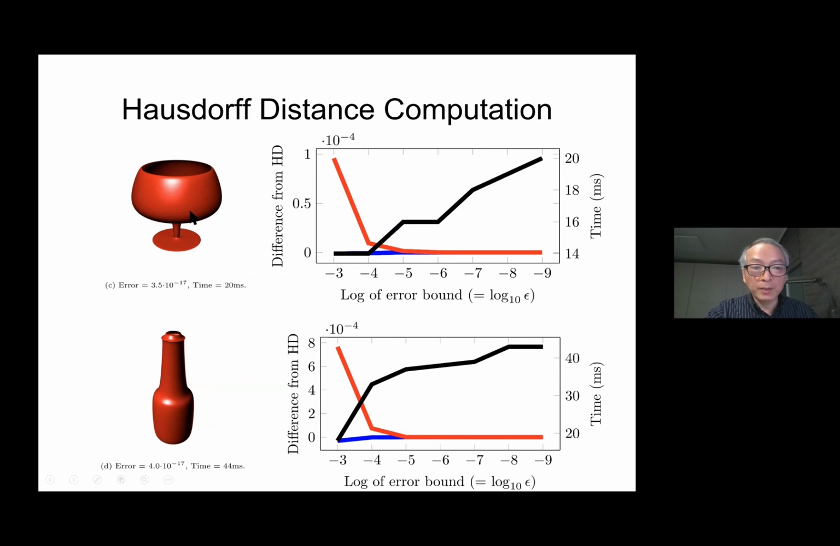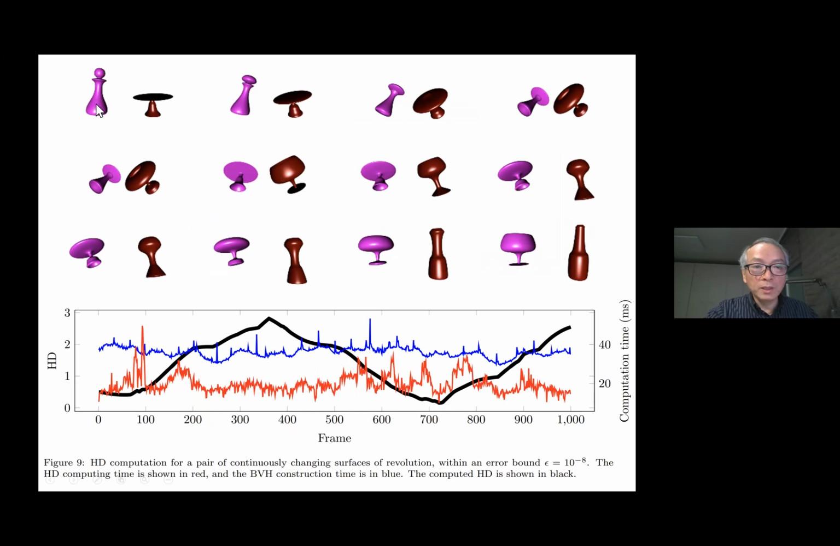In this case, we compared two almost identical models, but now we switch to quite different models. We generated a deformable model of 1,000 frames. We have a purple model deforming dynamically to something else, and a brown one deforming to something else. These two have different shapes and different positions and orientations. In these cases it's much faster to compute Hausdorff distance, but the model is changing. The blue shows the model update for the bounding volume hierarchy, the red is the computing time for Hausdorff distance, and the black shows the Hausdorff distance. Sometimes the distance is approximately 30 times larger than the model size.